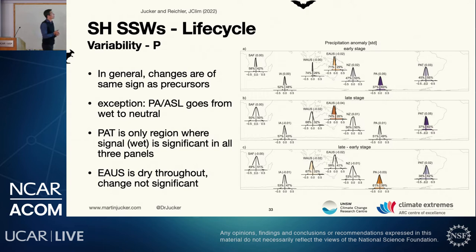So again, similar thing. Patagonia has the same sign, and it gets stronger. So it is already moister than normal. It gets even wetter, and the shift is also significant. Eastern Australia is dry. It gets drier, but only a little bit because the shift isn't really significant. And what I want to point out here is that the only region which actually switches sign is this one. So the Pacific sector of Antarctica, which is wetter than usual before the sudden warming, and then it has a significant drying shift to become neutral after.